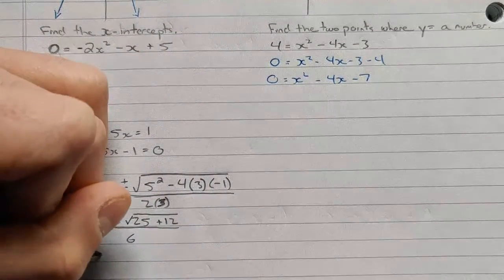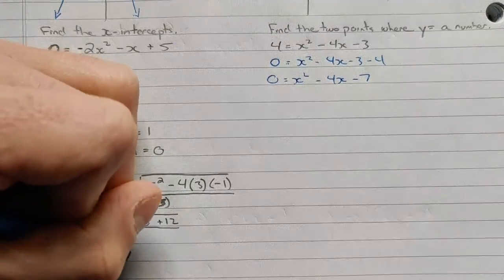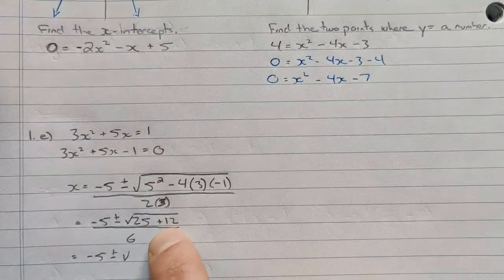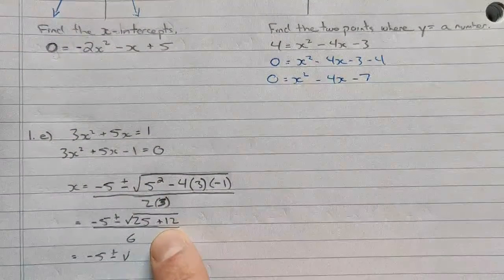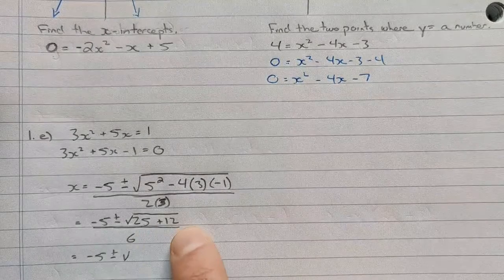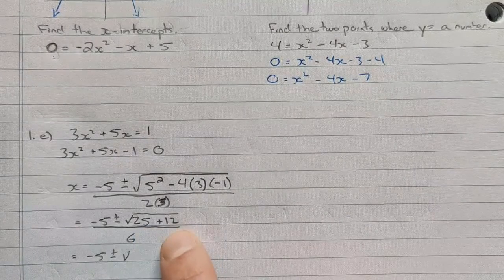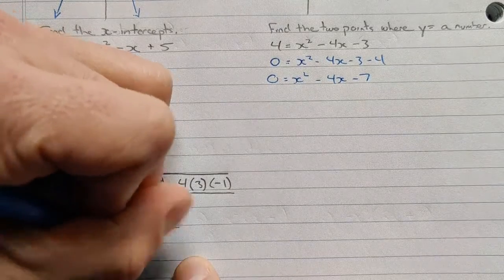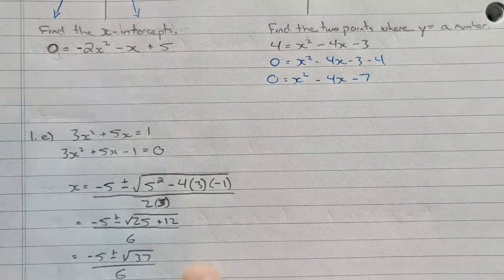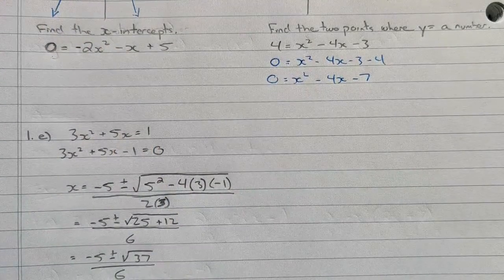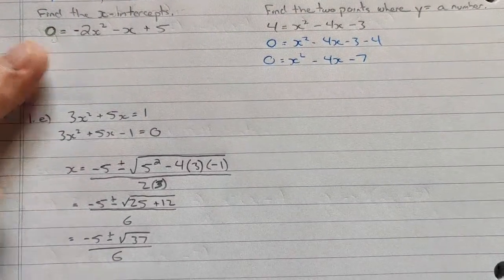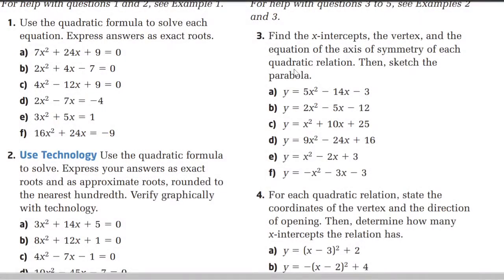And then I get negative 5 plus or minus the square root. 25 plus 12 in this case is going to give me 37 over 6. Now, if we go back to the question for a moment, before we go any further, it does say, express the answers as exact roots.